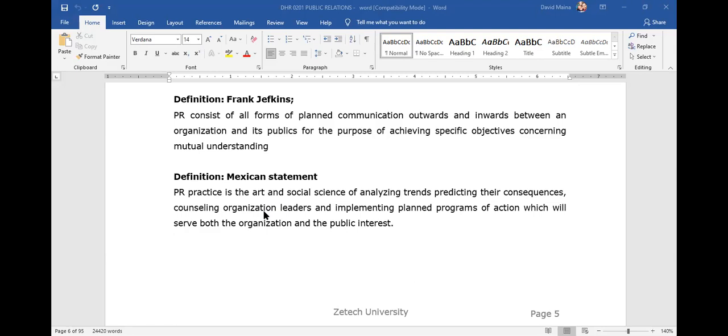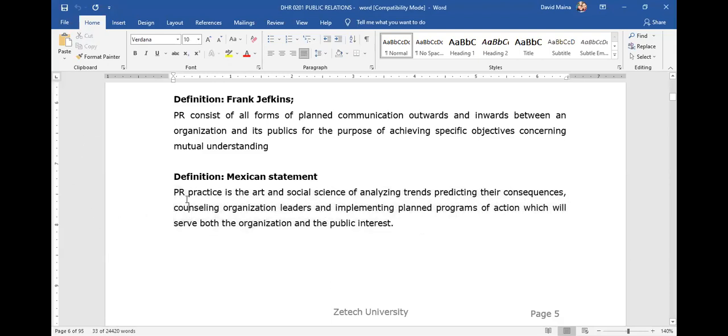So the Mexican statement says this, that PR practice is the art and social science of analyzing trends, predicting their consequences, counseling organization leaders, and implementing planned programs of action which will serve both the organization and public interest. Now, I want us to stop there. Now, I want us to go through every word that the Mexican statement has said. Why am I going through every word? Because I want you to understand.